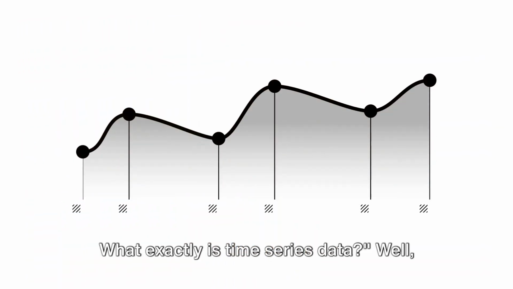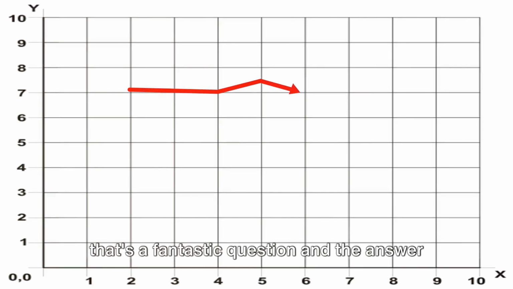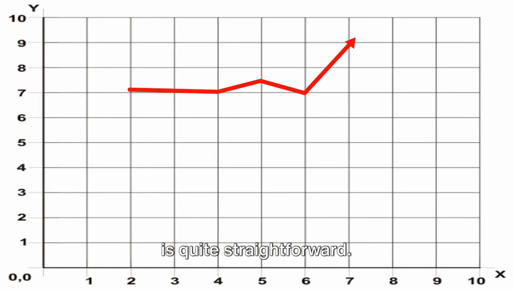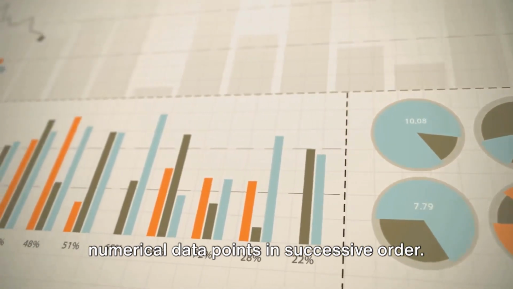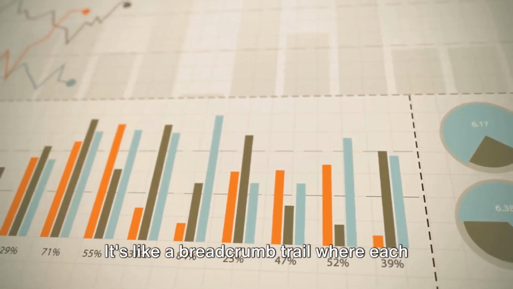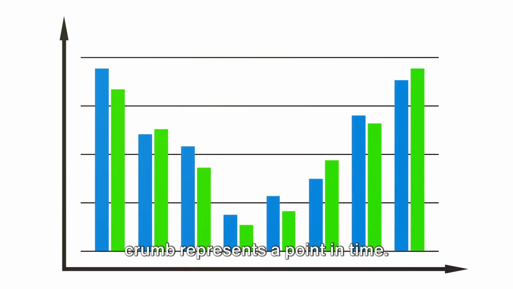First things first, what exactly is time series data? Well, that's a fantastic question, and the answer is quite straightforward. Time series data is a sequence of numerical data points in successive order. It's like a breadcrumb trail where each crumb represents a point in time.